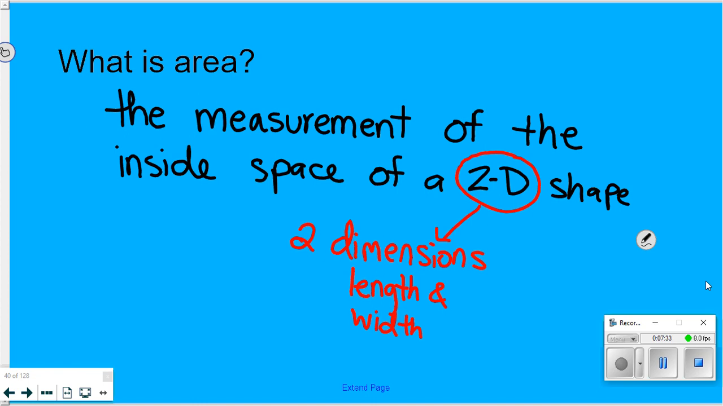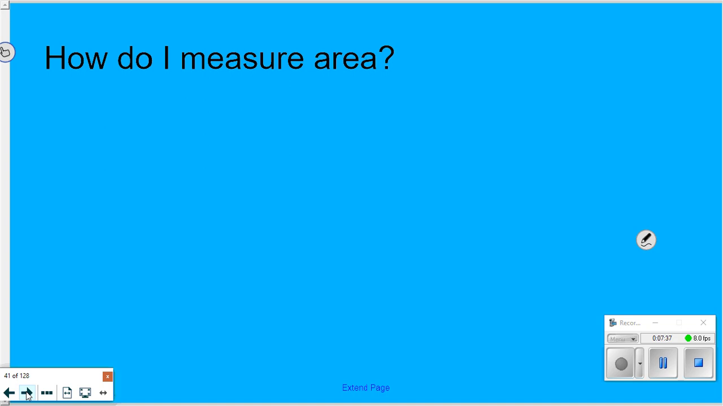We have a new title, subtitle. How do I measure area? This is your subtitle. How do I measure area? Did you write it down? You wrote down that sentence? How do I measure area?